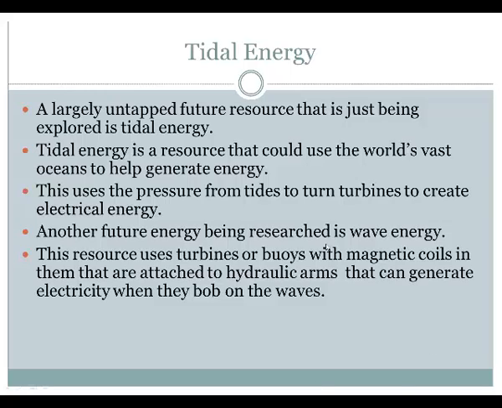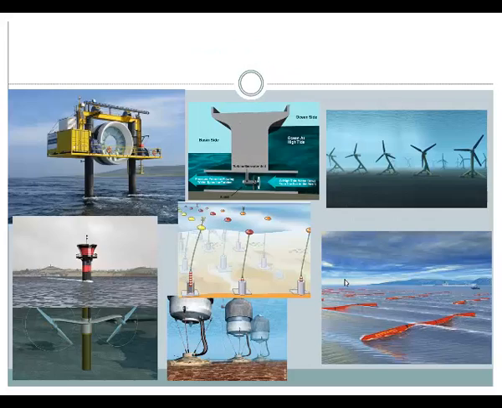Wave energy is another future resource that we are currently looking into. The use of turbines or buoys with magnetic coils and hydraulic arms. Those magnetic coils and hydraulic arms are used to generate electrical current as those devices bob up and down in waves. So both tidal energy and wave energy are kind of the energies of the future. These pictures show a number of the different experimental types of facilities that we are creating.